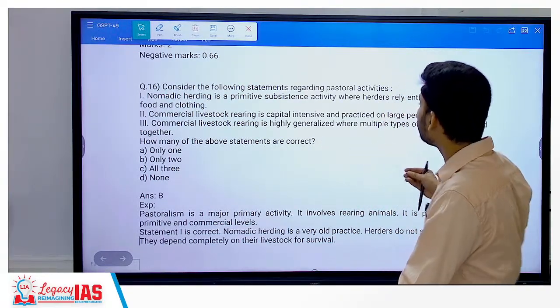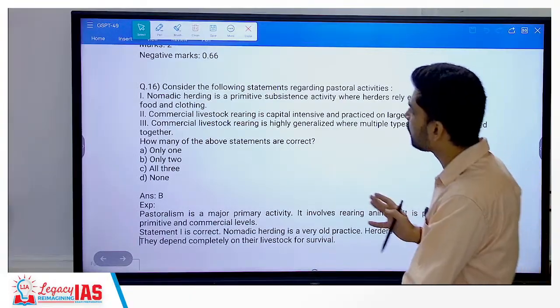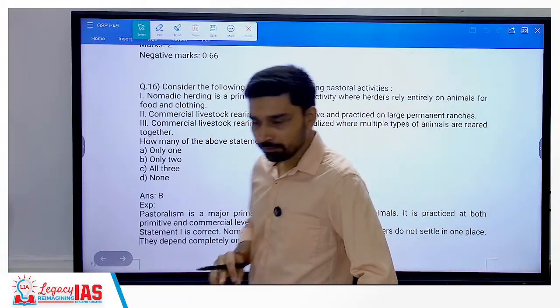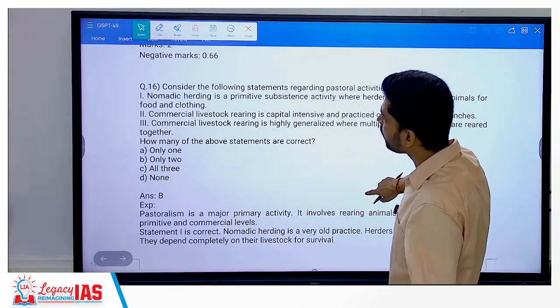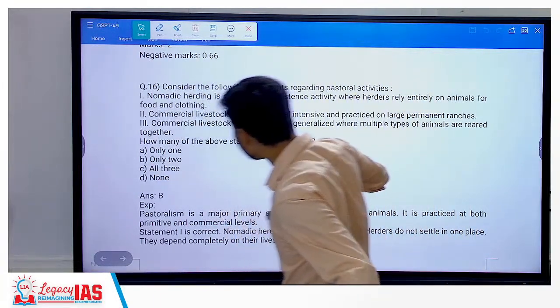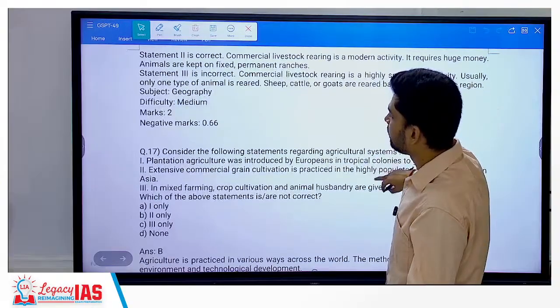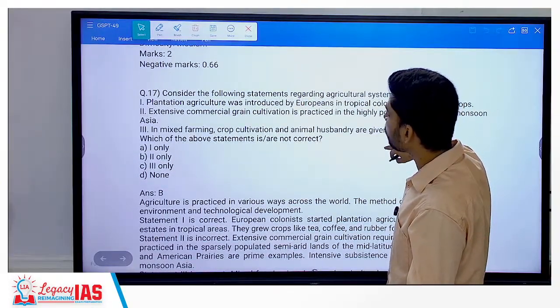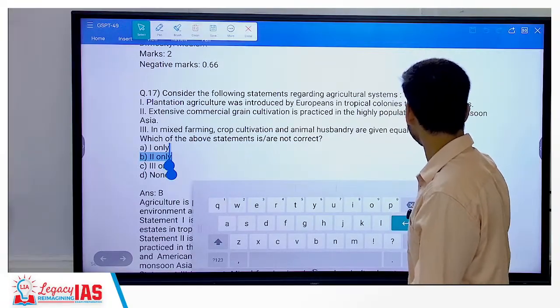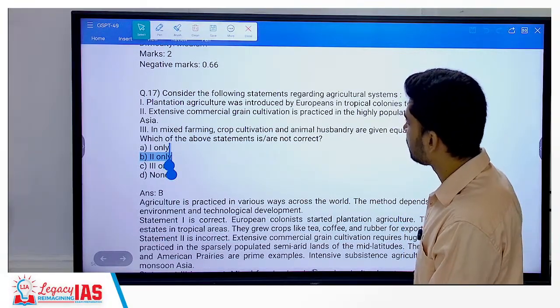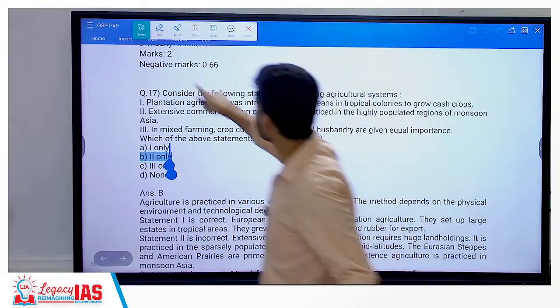Commercial livestock rearing is highly generalized where multiple types of animal are reared together. That is not correct. You have 1 or 2 type of animal maximum. You do not have multiple type of animals. So what is correct option? B, only 2. Then plantation agriculture was introduced by Europeans in tropical colonies to grow cash crops. Right? Correct.